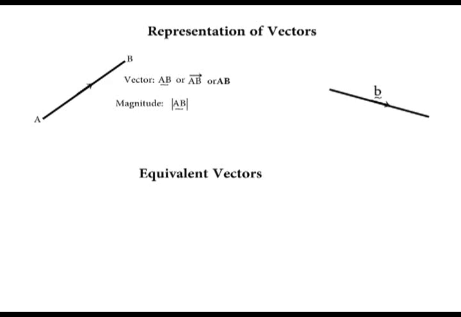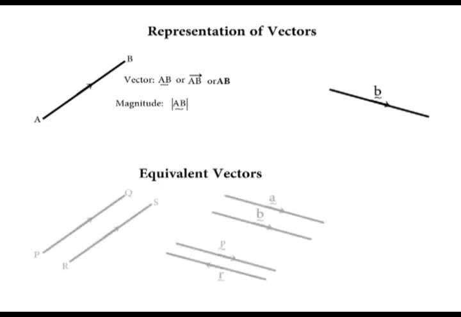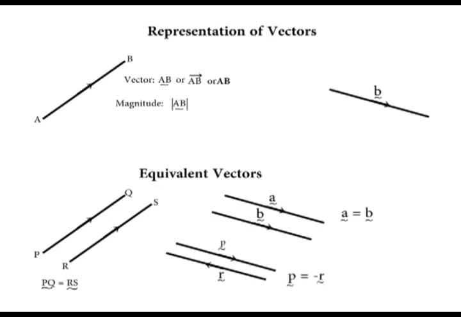Equivalent vectors. Now vectors are equal if they have the same magnitude and same direction. In these examples, vector PQ is equal to vector RS. Vector A is equal to vector B. Also notice that vectors P and R have the same magnitude but opposite directions. We say that vector P is equal to minus vector R.